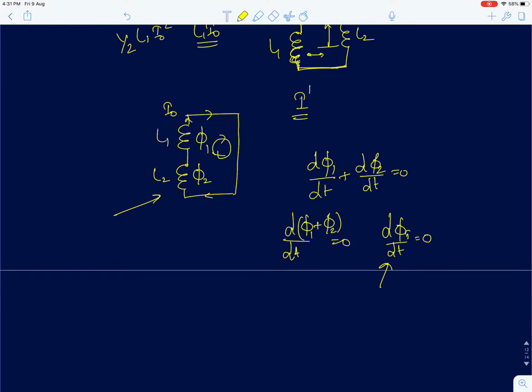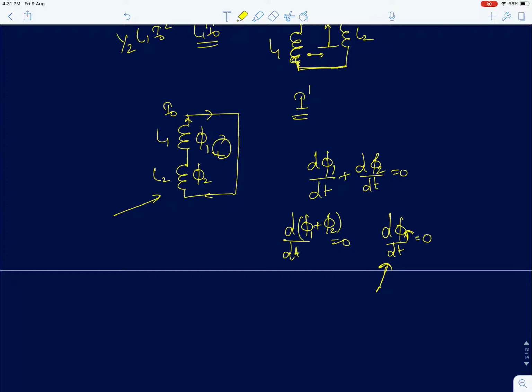Which means the flux before closing the switch and the flux after closing the switch should remain the same. So this is actually a statement of conservation of flux with time. In this circuit the flux is conserved. That's what this equation is telling us. So before closing the switch and after closing the switch, the flux remains the same.